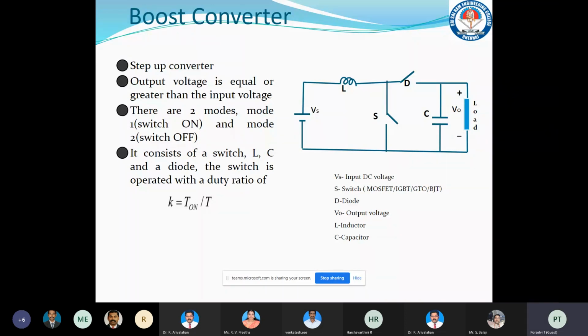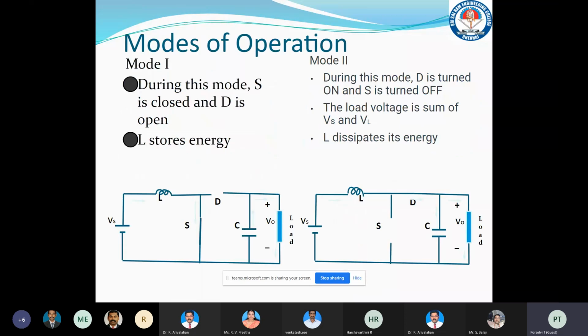Now again this converter is going to operate in 2 modes. Mode 1 when the switch is in the on condition, and mode 2 when the switch is in the off condition. And again the duty ratio K is equal to T on by T. Now these are the two modes of operation.